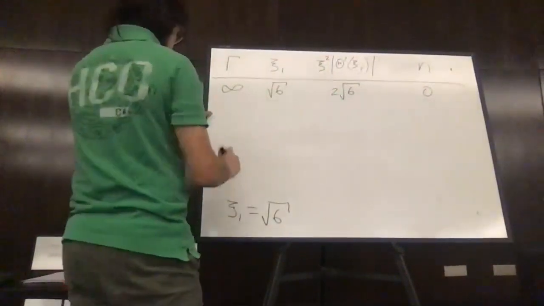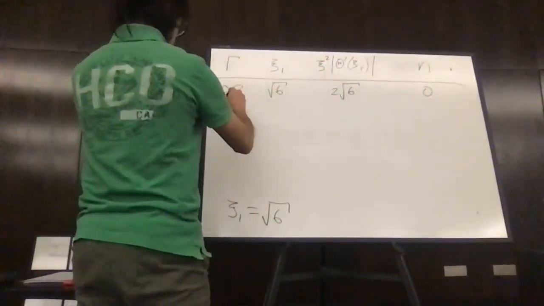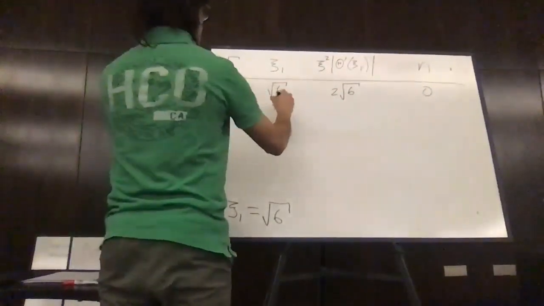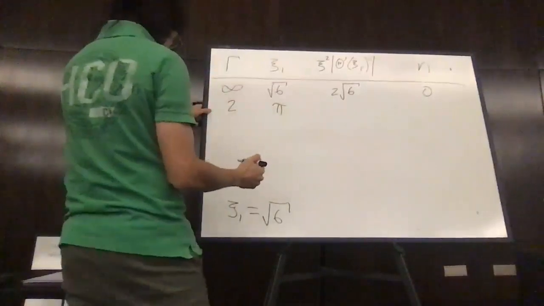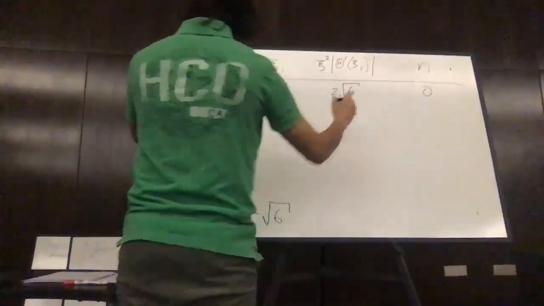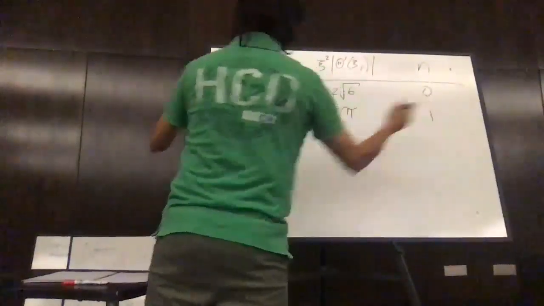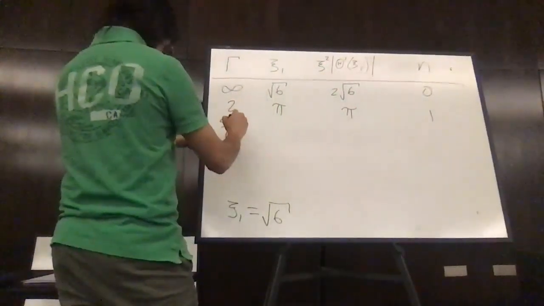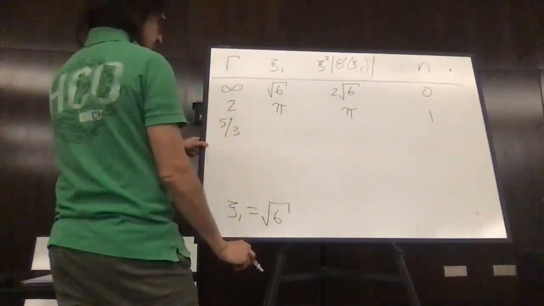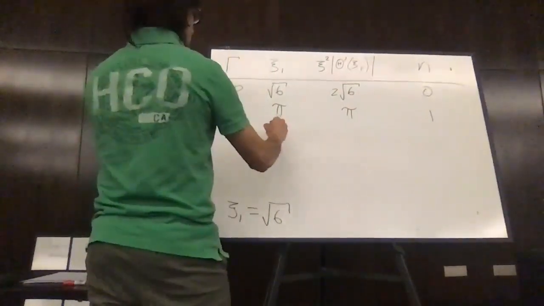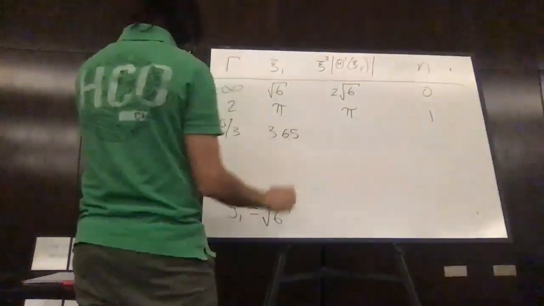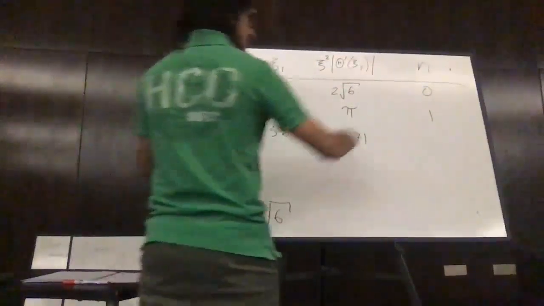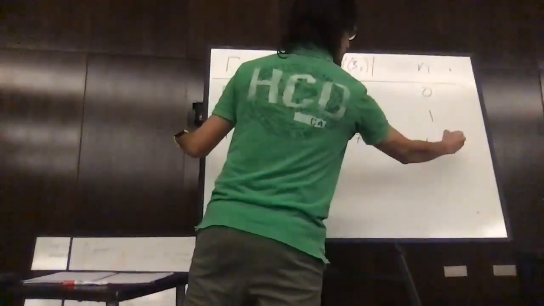And there are a few other ones. This one, you can solve it analytically. So psi 1 is pi, this one is also pi, the index is 1. The one that we care about, 5/3, you have to solve numerically. This is 2.65, this is 2.71, and the index is 1.5.